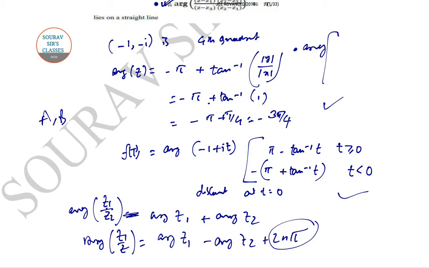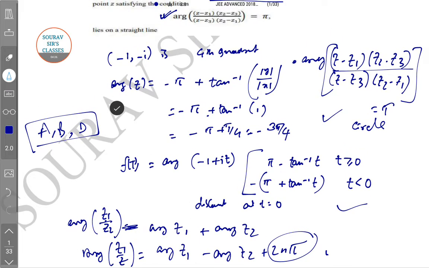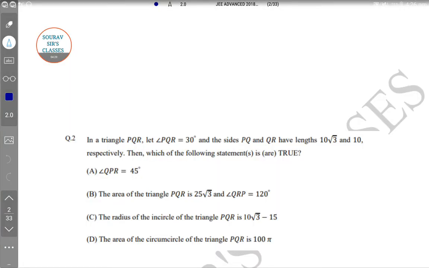The argument of (z minus z1)(z2 minus z3) over (z minus z3)(z2 minus z1) is equal to pi, which proves it to be a circle. So this is a circle. So ultimately C is correct, so C is not our answer. And D is also false. So A, B and D are the correct false answers in our case.